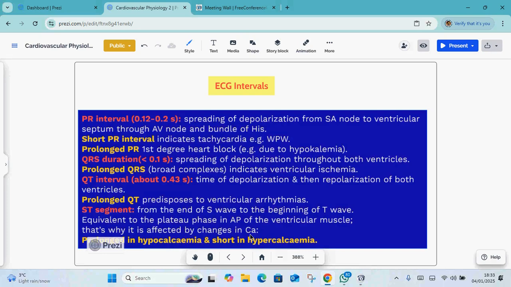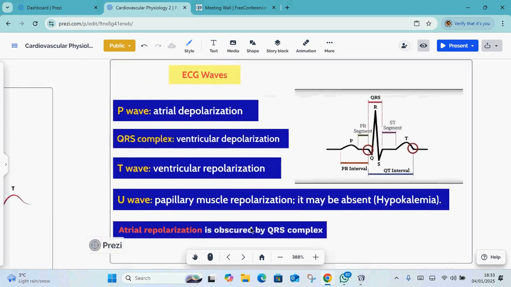The reason for the plateau phase in the action potential in the cardiac muscle was the calcium influx. That's why calcium affects the ST segment length, so it is either prolonged or short. I will say that again one last time.